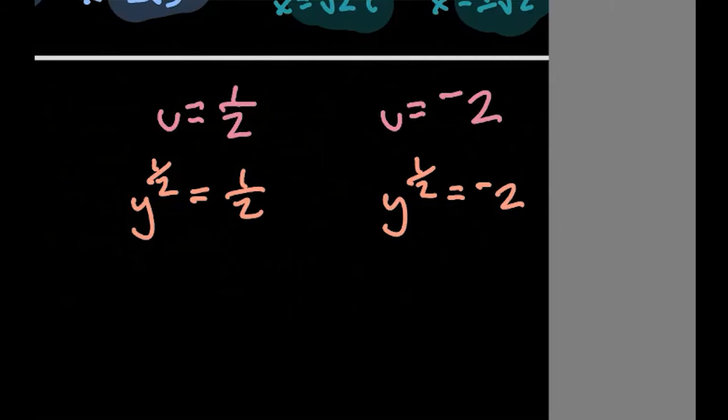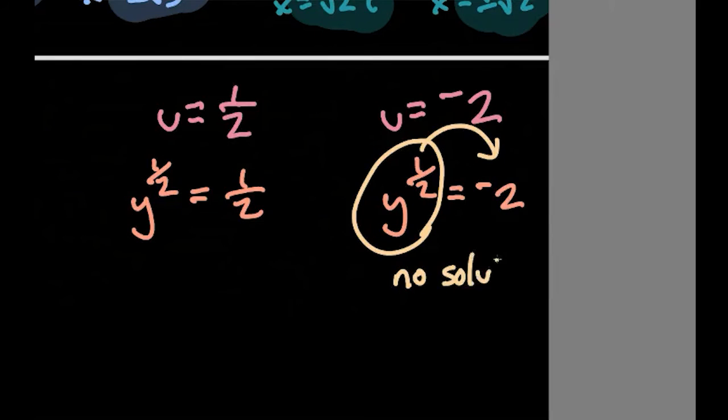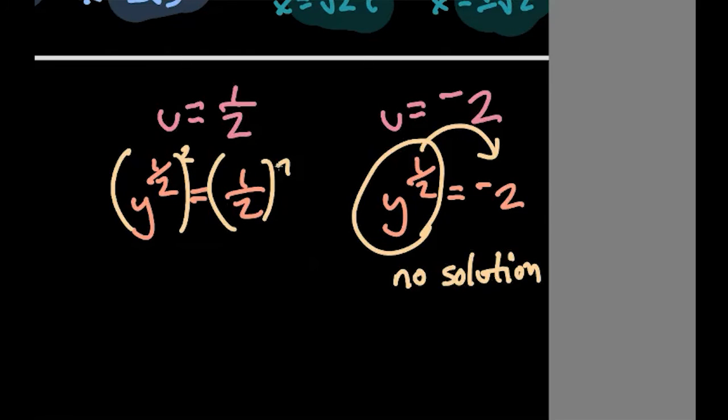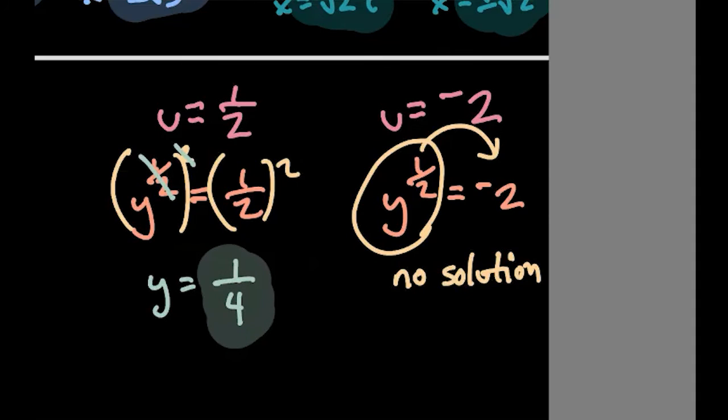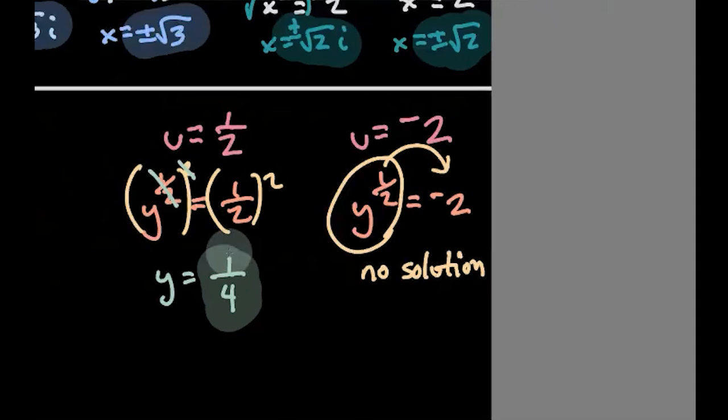Now, one thing I do want you to see really quick here is you can't take the square root of something and get a negative. So right here, there is no solution. You can't actually solve that one out. This one you can though. You just square both sides, and the 1/2 and the 2 cancel, and you're left with y is equal to 1/2 times 1/2, which is 1/4.